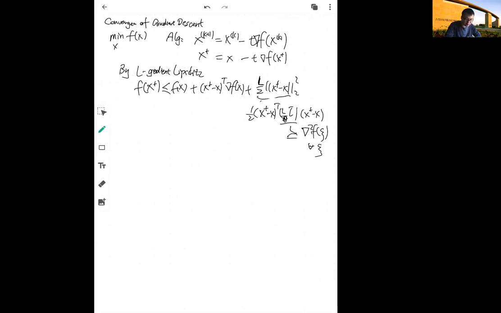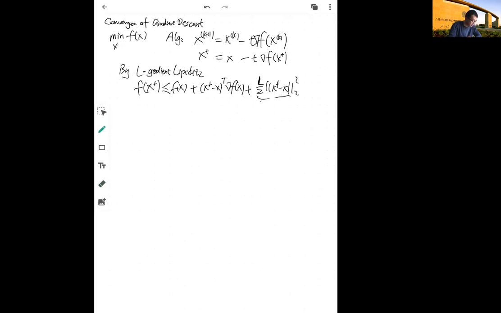You can get this by applying Taylor's theorem: on the line segment between x and x plus, there is a point where you can take the Hessian and the equality holds. Then you can apply this semi-definite ordering to get this condition. Specifically, this is something that I asked you to prove in homework 1. Okay.